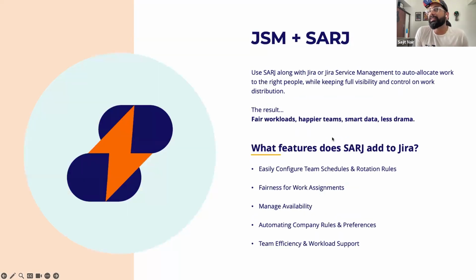What features does it officially add to Jira, right? Sarge officially lets you create team schedules and your rotation rules. What those mean is basically the assignment logic that you need in your system when you are assigning issues to a team member. For example, do you want to assign work on the basis of priority? Do you want to assign work on the basis of a field in the assets? Or do you want to assign work on the basis of, let's say, if it was escalated or a status? All those decisions you might have to set up in your schedules and rotations.